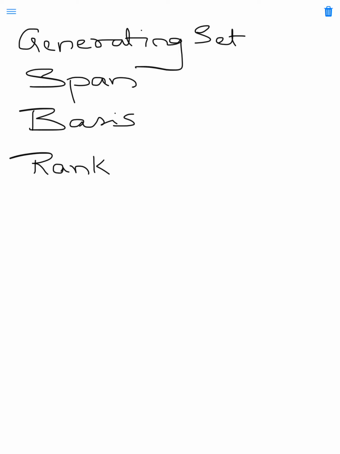In this video, we can see about the generating set, span, basis and rank. So starting with the generating set, we can just consider a vector space V, which is equal to some set of vectors under the operations addition and multiplication.